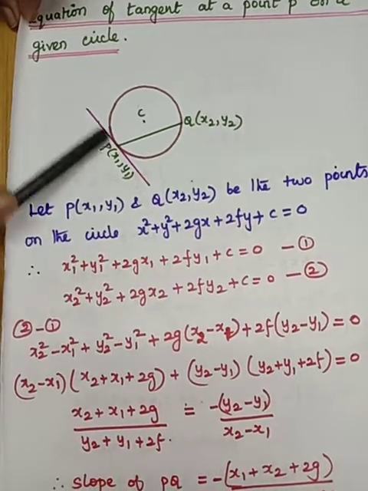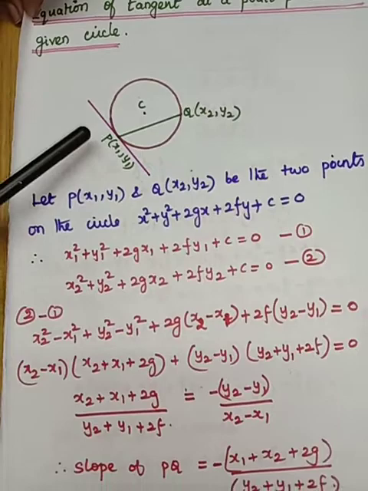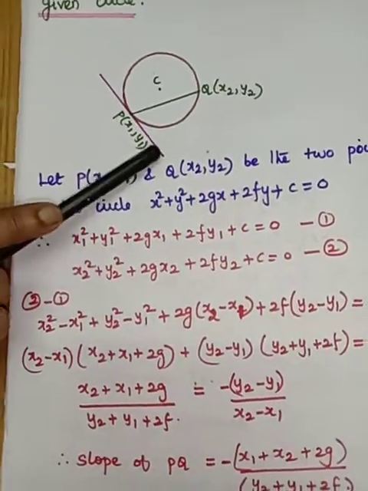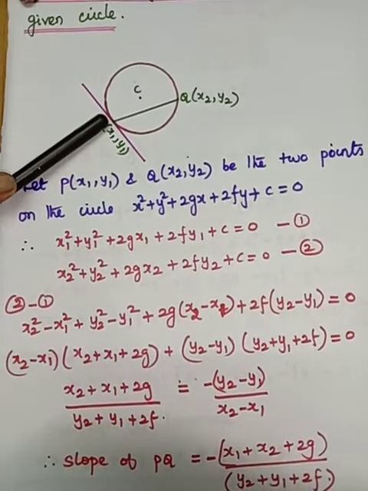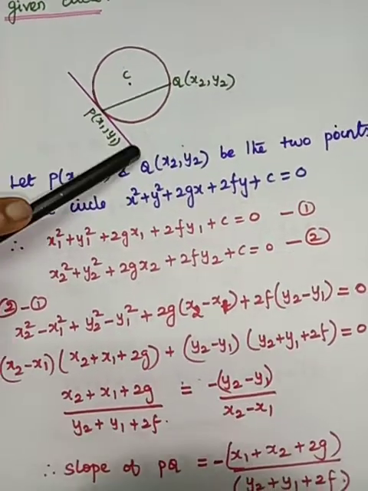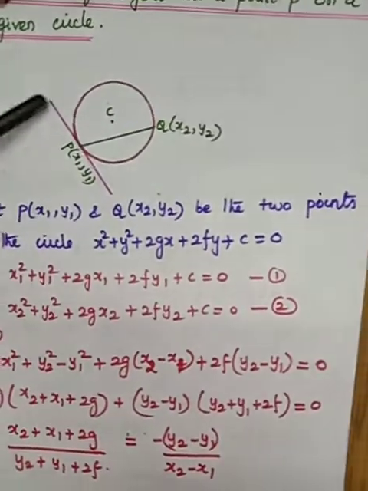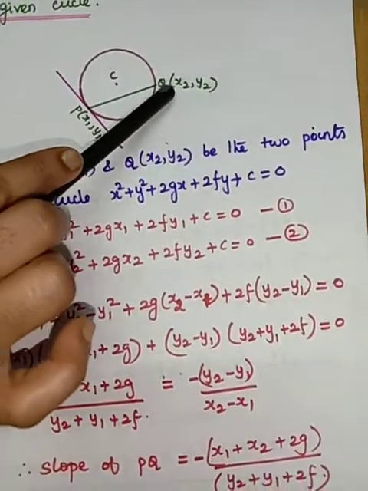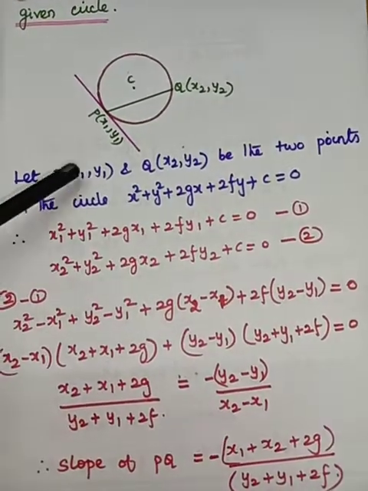So see, this is the tangent at P to the circle. Tangent means it's a straight line which touches the circle exactly at one point. Okay, so now PQ is nothing but the chord. Here this pink color line is nothing but the tangent at P to the circle, whose equation we are going to find. Okay, so now P of x1 y1 and Q of x2 y2 be the 2 points on the circle.